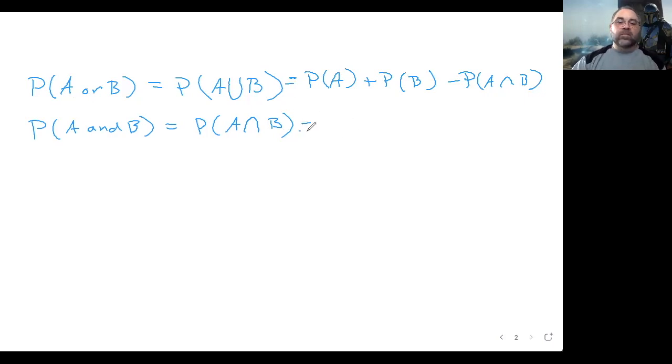And the way we find that is it's the probability of A times the probability of B given A has occurred. And that's how we figure out our probability for the "and" rule. You multiply the two probabilities together.